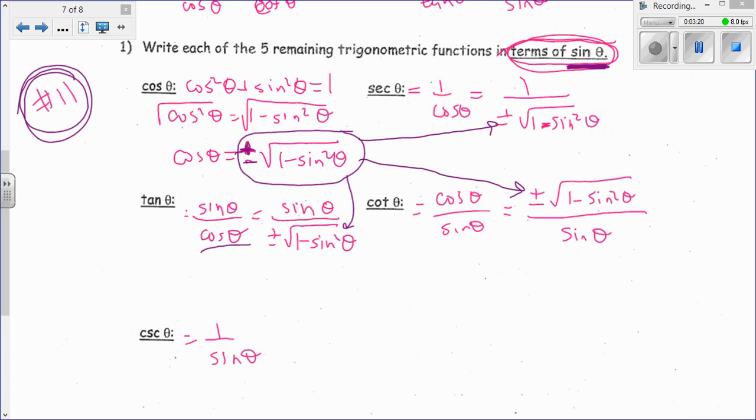But every once in a while, they want you to do it in terms of sine or in terms of cosine. Number 11 on the in-class work is going to be putting everything in terms of cosine theta instead of sine theta. So the process is exactly the same, except instead of trying to get cosine alone, your goal is to get sine alone first.